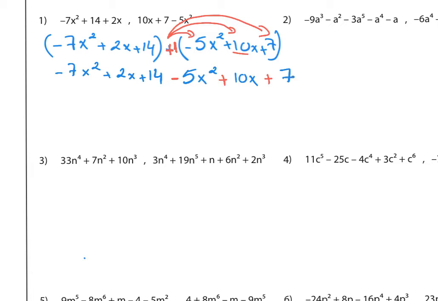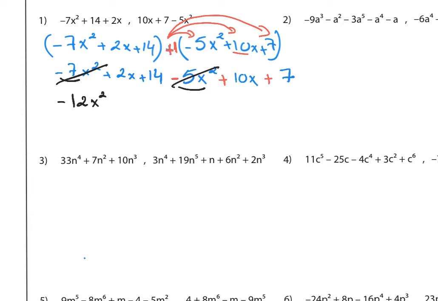All right? Now we're going to combine the like terms, right? We have x squared and x squared. So we're just going to combine negative 7x squared with negative 5x squared. It's like we're adding negative 7 with negative 5, right? So what's negative 7 added to negative 5? That will be negative 12. That will be negative 12x squared. So these are gone right here. We don't need them anymore, right?